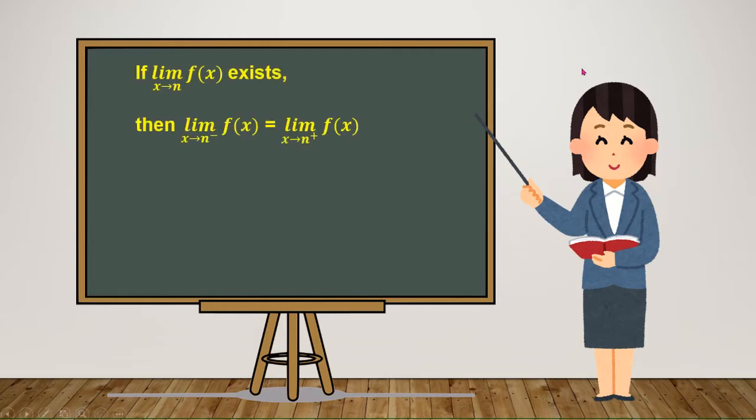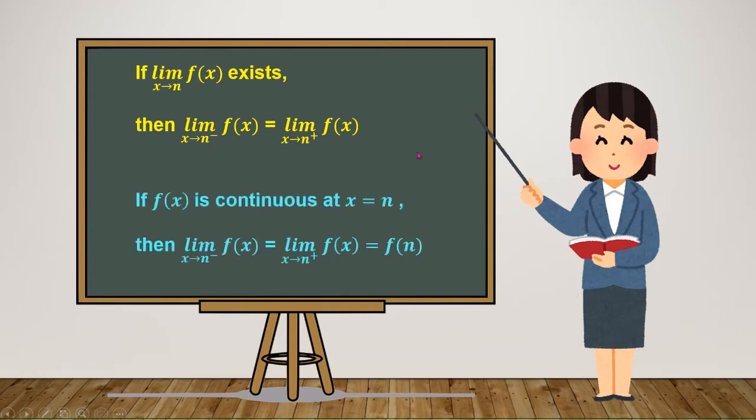The first one is, if the limit of f(x) as x approaches n exists, then the left hand limit is equal to right hand limit. The second one, if f(x) is continuous at the point x equals n, then the left hand limit is equal to right hand limit and also equal to f(n).